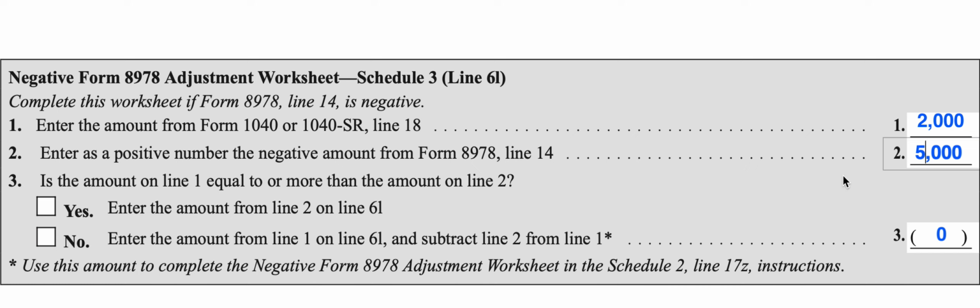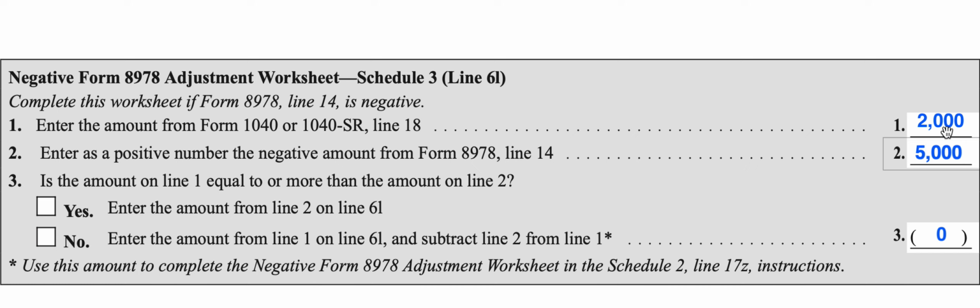So if these were reversed, let's just imagine that this is the $2,000 figure and this is the $5,000 figure. You would now need to enter the amount from line 1 on line 6L, which is still the lesser of those two, $2,000. However, you would also subtract line 2 from line 1, and then you would use that to complete the negative Form 8978 adjustment worksheet in the Schedule 2 line 17Z instructions.